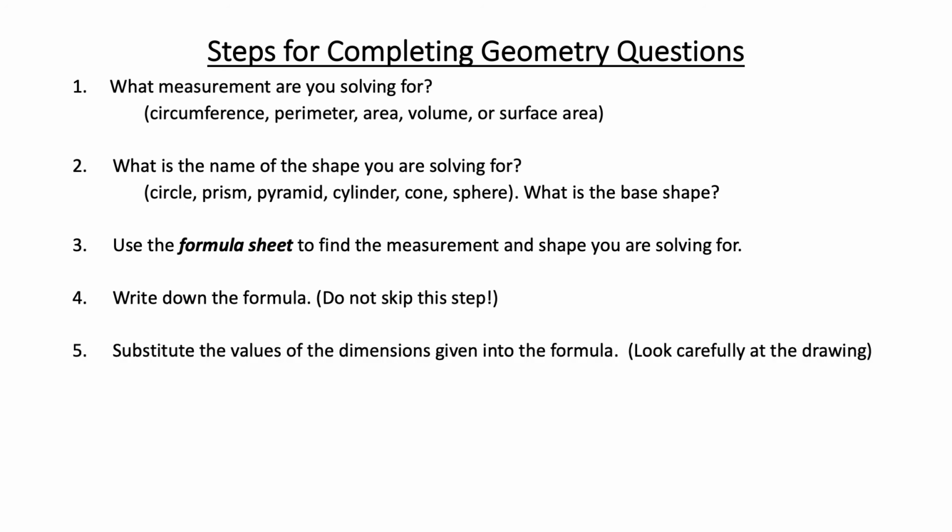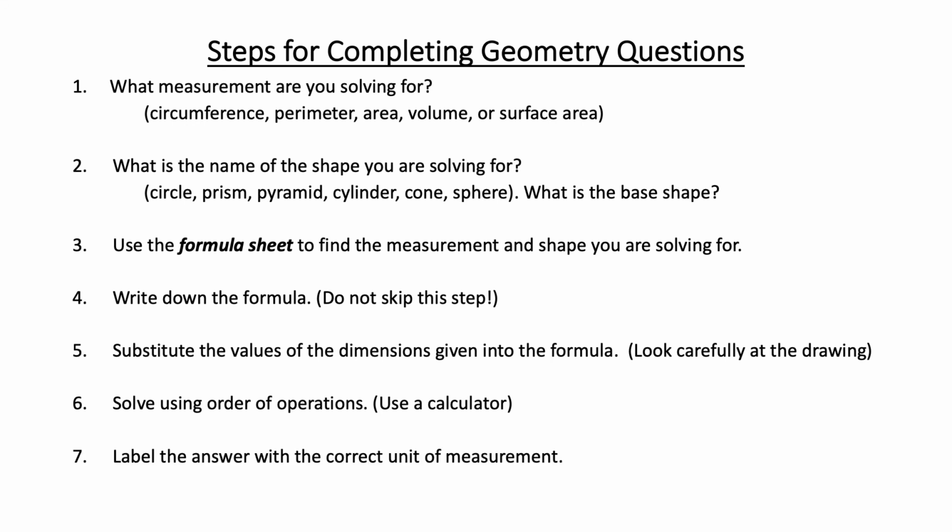Then we substitute the values of the dimensions given into the formula. Be sure to look carefully at the dimensions and label them appropriately, or the whole problem will be incorrect. Then we solve using order of operations, use a calculator to be accurate, and label the answer with the correct unit of measurement. If it's circumference or perimeter, we solve with units because that's a measure of length.